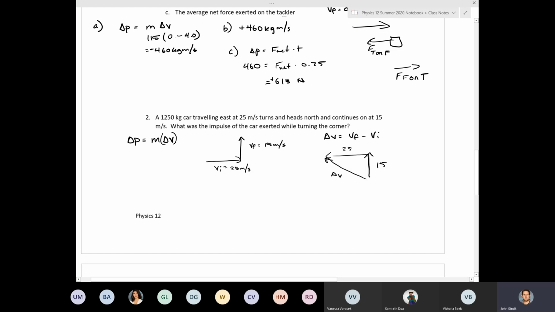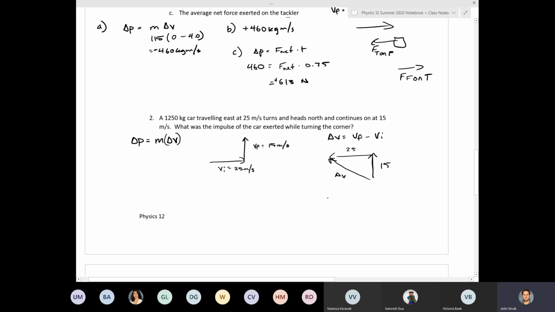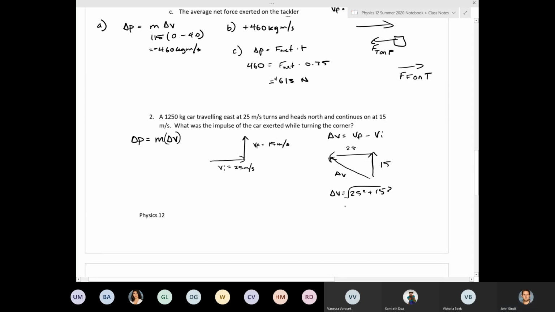So delta V is going to be the square root of 25 squared plus 15 squared, which is 29.15. And then the angle is going to be inverse tan of 25 divided by 15, which is 59 degrees. What is that? West of north.